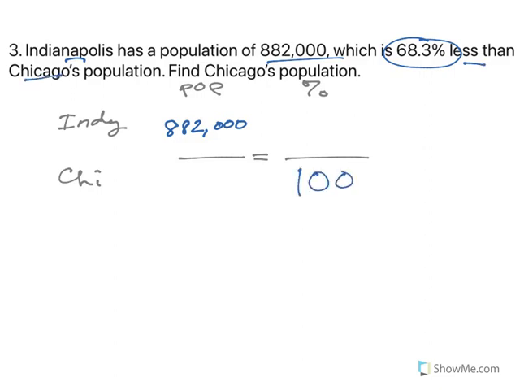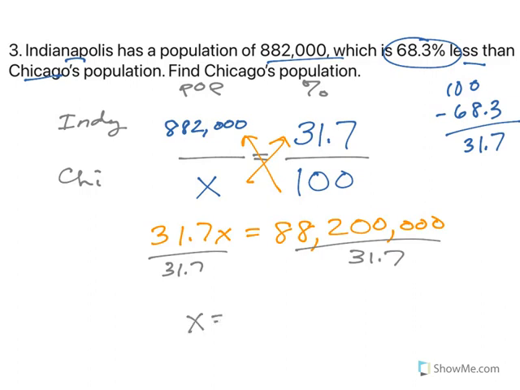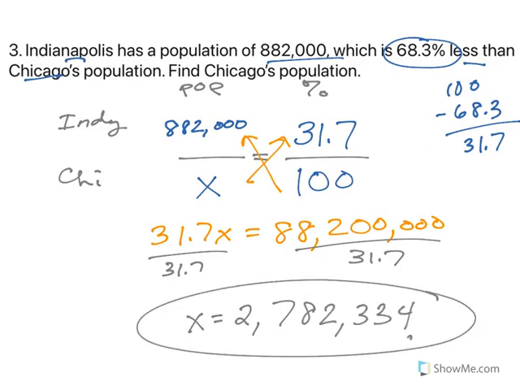So Chicago is the reference. And it's less, so we're going to subtract 68.3 to get 31.7. Find Chicago. So again, we cross multiply. So I end up with 31.7x equals 88,200,000. I divide both sides by 31.7, and I end up with a Chicago population of approximately 2,782,334, rounded to the nearest person.